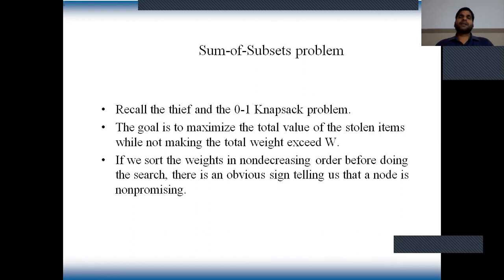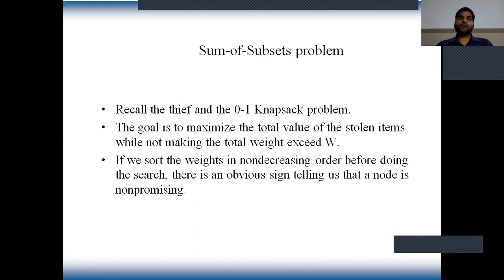Next problem like that is the sum of subset problem. It is also asked in the paper. Sum of subset problem is like the fractional knapsack, what we call the thief and 0/1 knapsack problem. It is discussed in the 4th unit. The goal is to maximize the total value of the selected items while not making the total weight exceed the knapsack capacity.